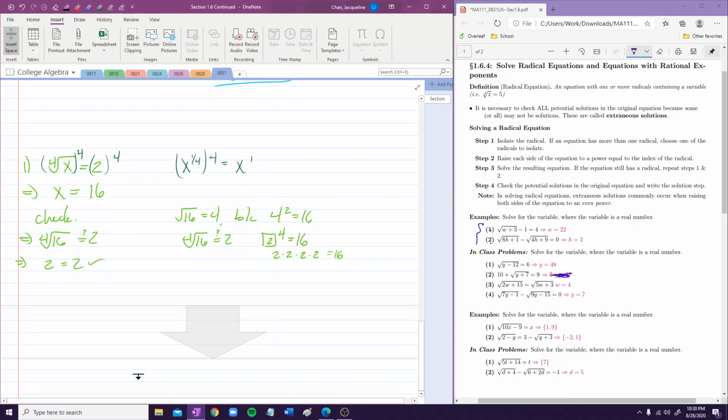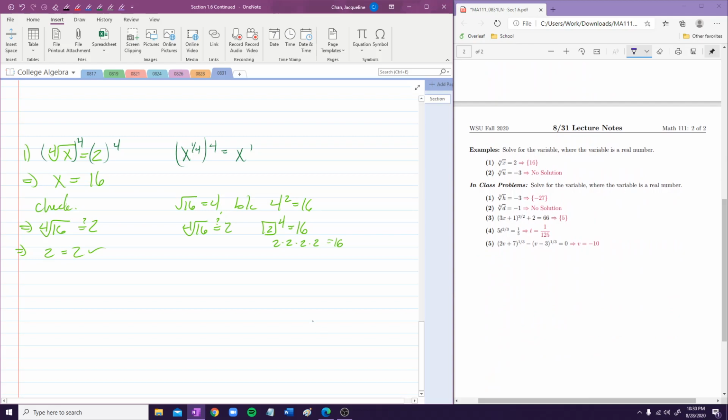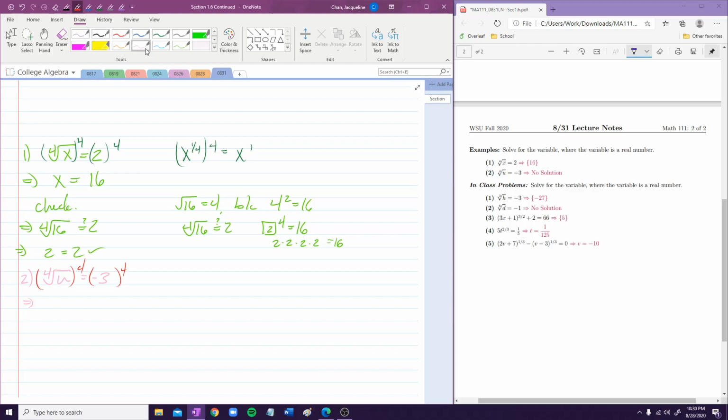Alrighty. So now let's do the final example. The final example I want to go over is the fourth root of u is equal to -3. Let's go ahead and solve this. Again, we are going to take the power of 4 to both sides. When I do that, I'm left with u is equal to (-3) to the fourth. That is 81. So now we have to check.